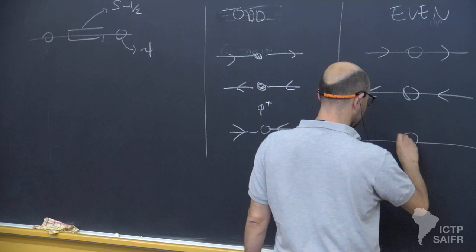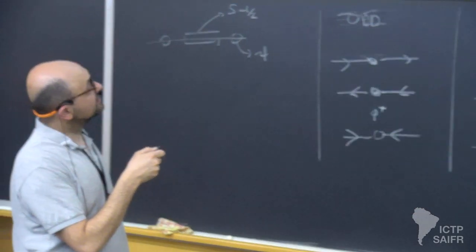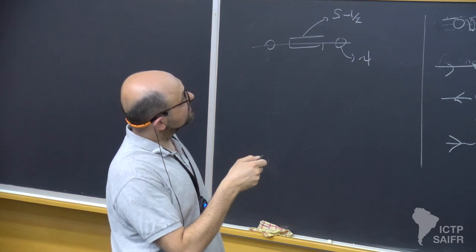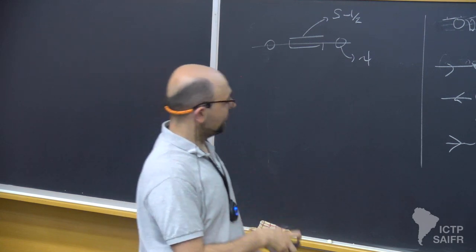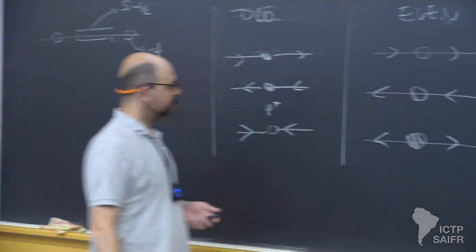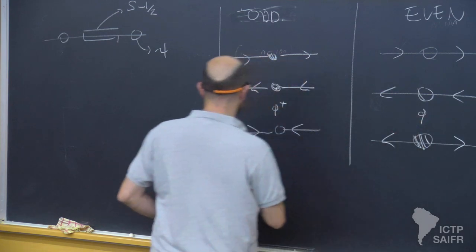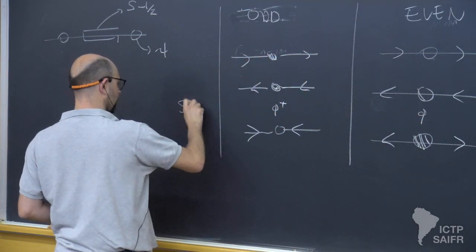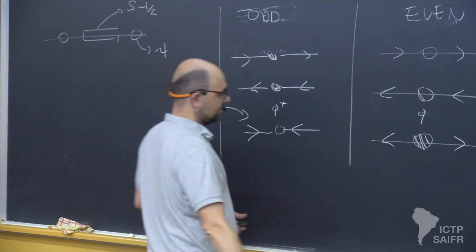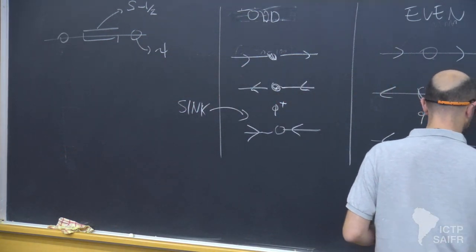And instead, if we have one particle, this gets equal to one, so there has to be a difference of the spin on the left and on the right. Okay, so there has to be a source. This is particle. This is a sink. And this is a source.